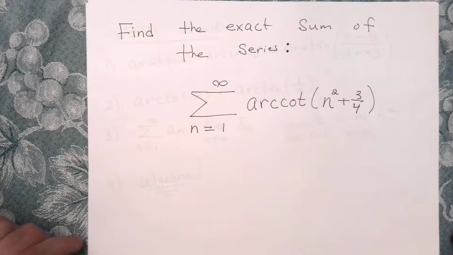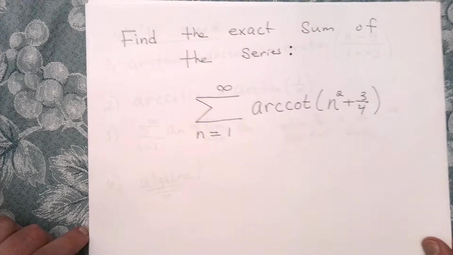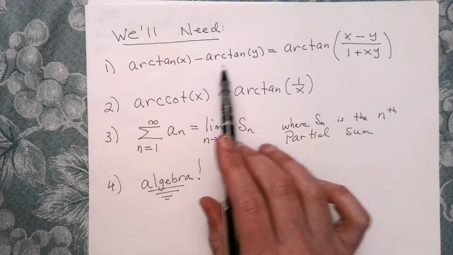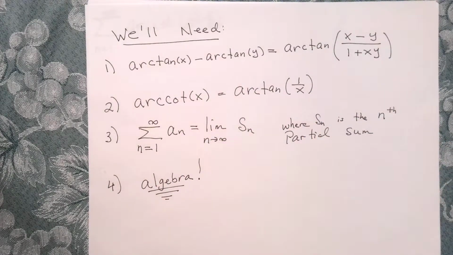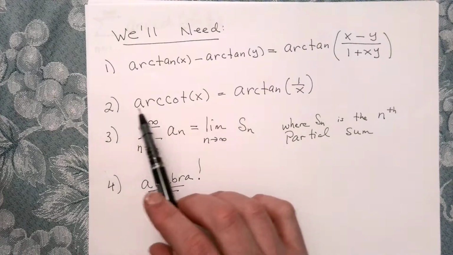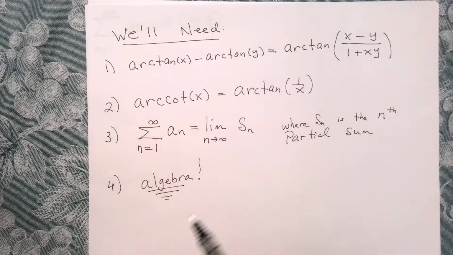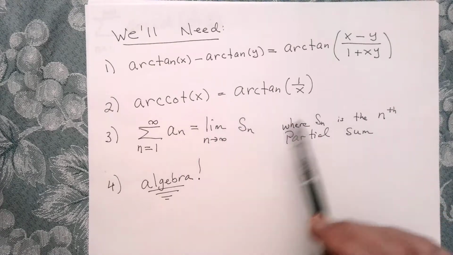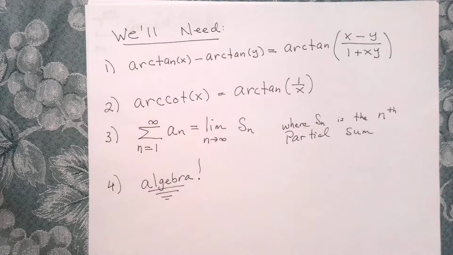And in order to get our hands on the sum, we're going to need some tools to help us out here. So first of all, property 1 we proved on the channel. This is arctan of x minus arctan of y equals exactly this. Now, for property 2, we haven't proved this exactly, but we proved something very, very similar. So you could do this as an exercise. Just be careful for which x's this is true. So be careful of that.